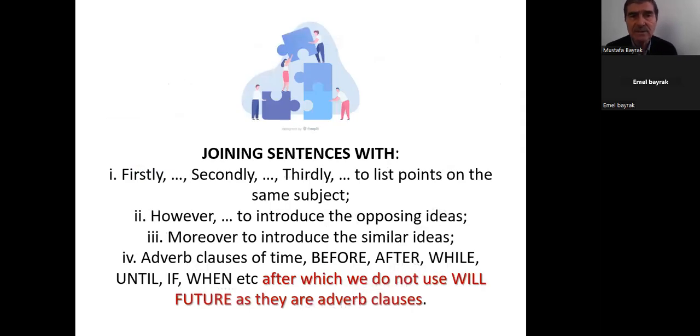Okay, joining sentences with firstly, secondly, thirdly to list points on the same subject. We use however, from the but group, to introduce opposing ideas. We use moreover to introduce similar ideas, and adverb clauses of time: before, after, while, until, if, when, etc., after which we do not use will, future, as they are adverb clauses. We use present tense to talk about even future events.